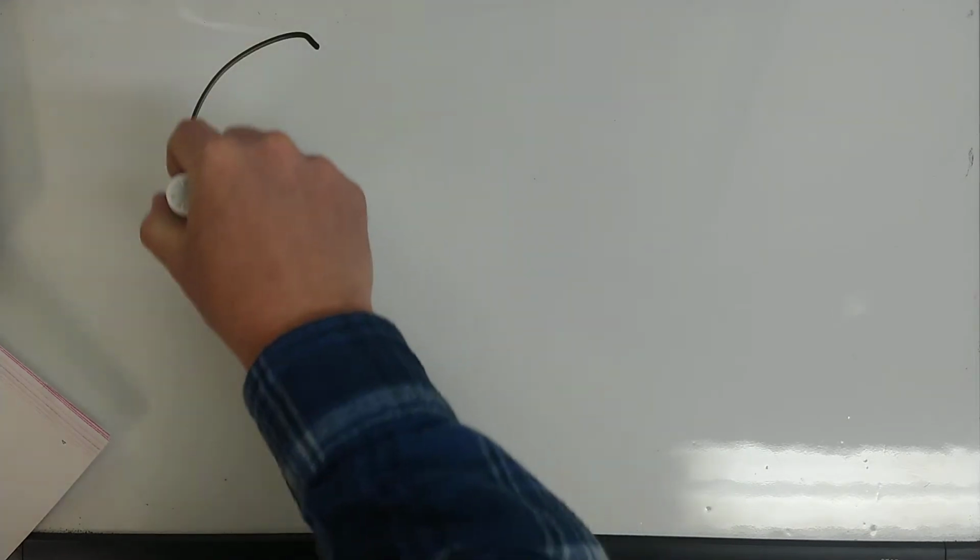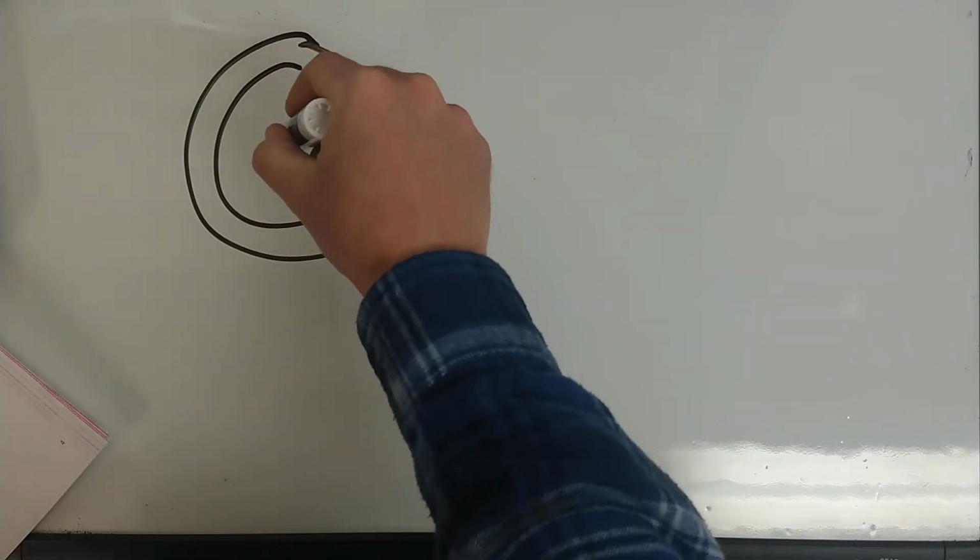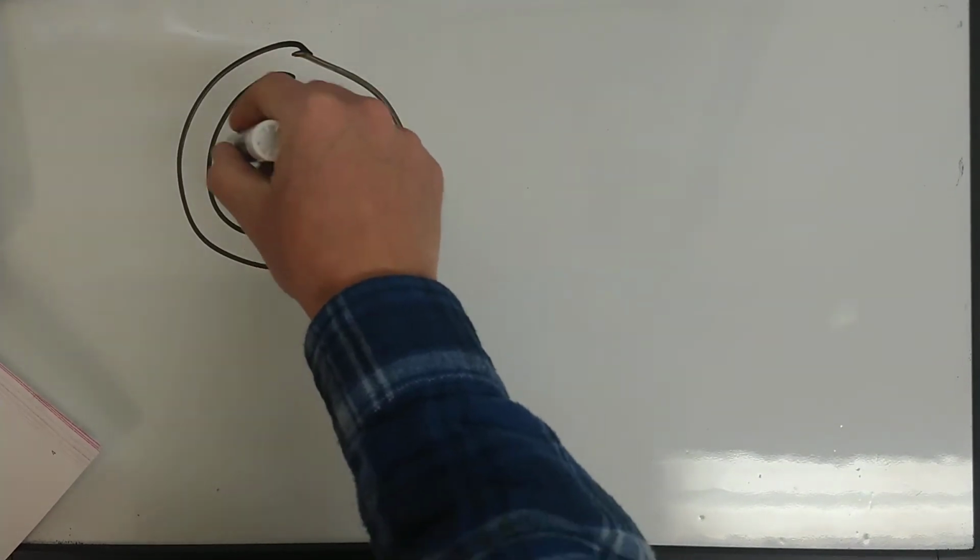A 0.15 kilogram, 0.3 meter radius bike tire rotates with a stationary center of mass at a constant angular velocity. Now, holy cow, what does that mean, a stationary center of mass? It just means the bike tire is suspended. It's like you got your bike upside down and you're fixing it.